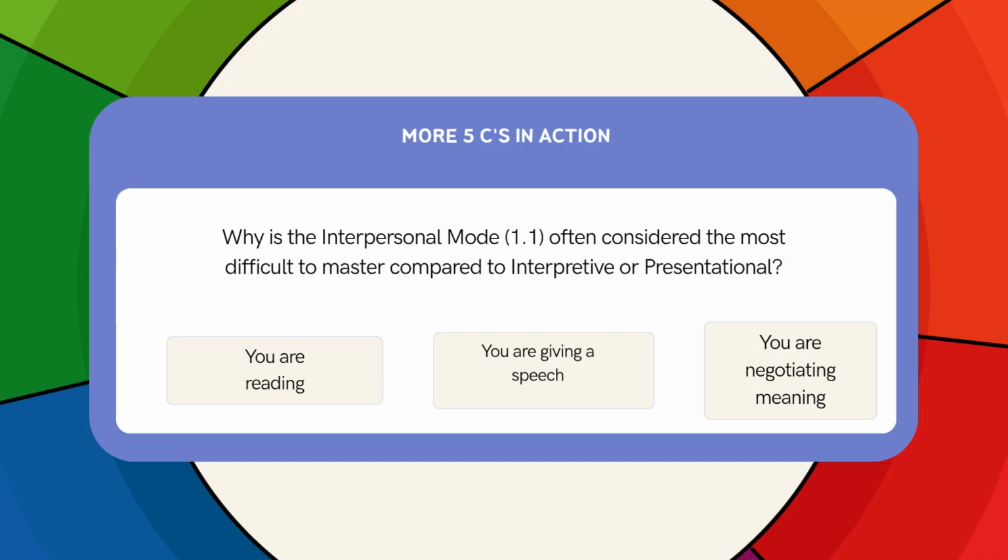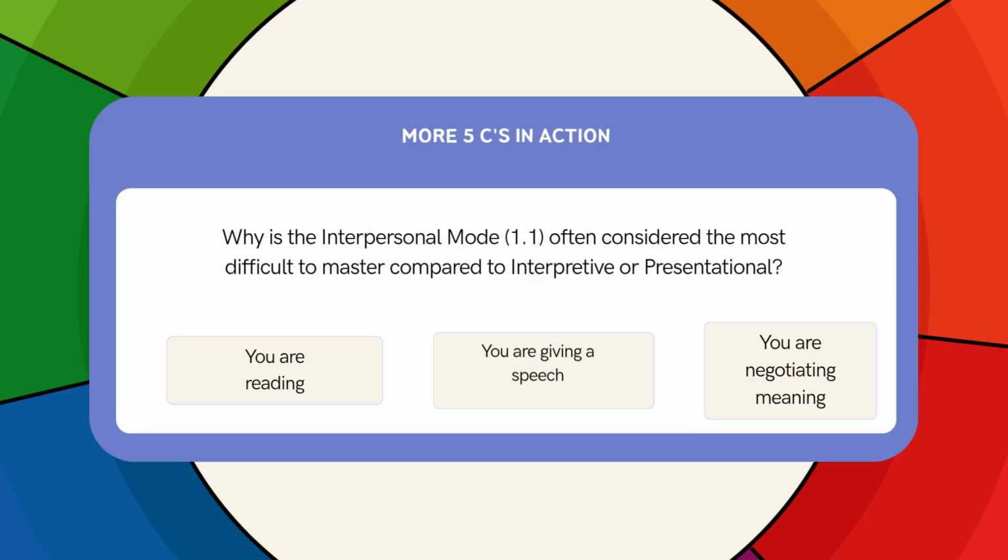Why is interpersonal mode 1.1 often considered the most difficult to master compared to interpretive or presentational? The interpersonal mode is the hardest because it requires real time, spontaneous negotiation of meaning. With interpretive, you can reread pages or rewind a video. With presentational, you can plan, write a draft, and revise. But with interpersonal, it's a live conversation.